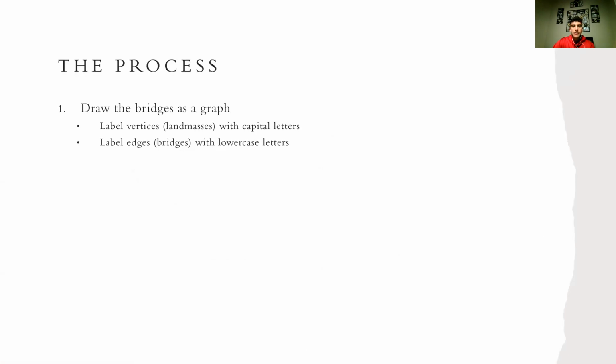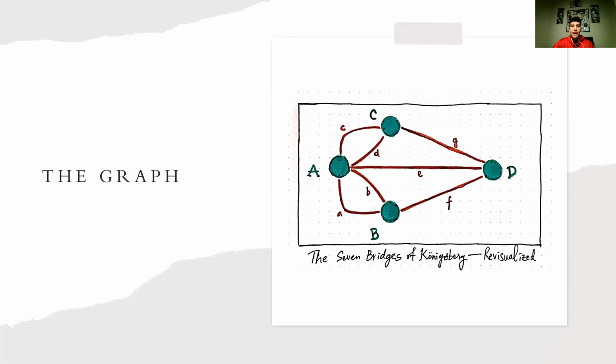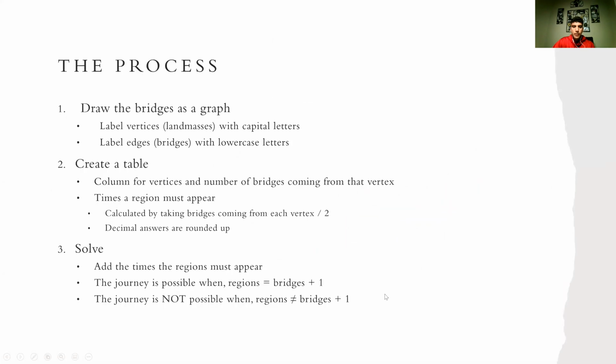So here's the process. First, you have to draw the bridges as a graph, with the vertices being the land masses, labeled with capital letters, and the edges being the bridges, labeled with lowercase letters. As you can see in this graph, this is what the bridges of Königsberg look like. You have the landmass here, which is the island. You have the 2 mainlands and the second island. And these are all bridges connecting between them.